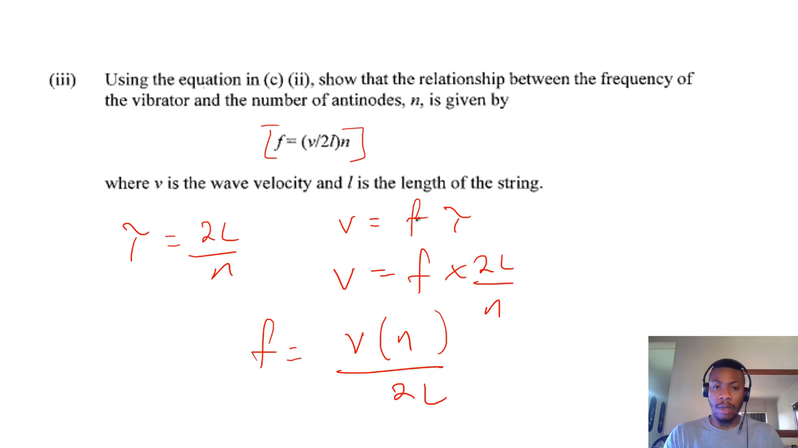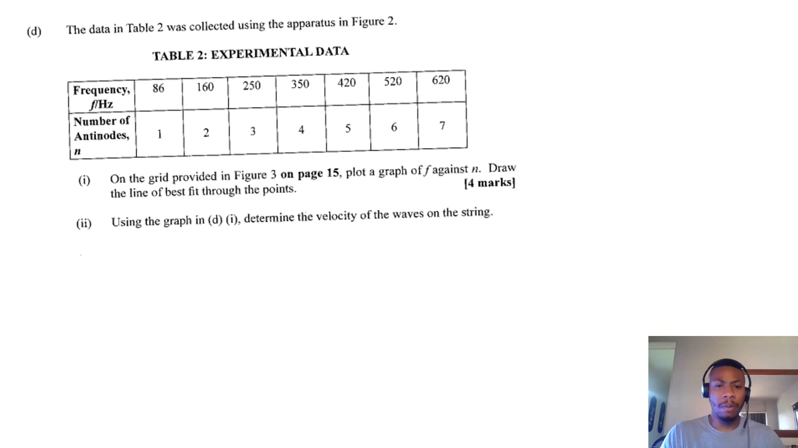Now the question continued, and in a sense, they want us to plot a graph. But not only that, they want you to take the equation that you just found and link it back, because the equation says frequency is equal to n times v over 2L. We're going to plot a graph of frequency versus antinode. So this would be your y variable, this would be your x variable.